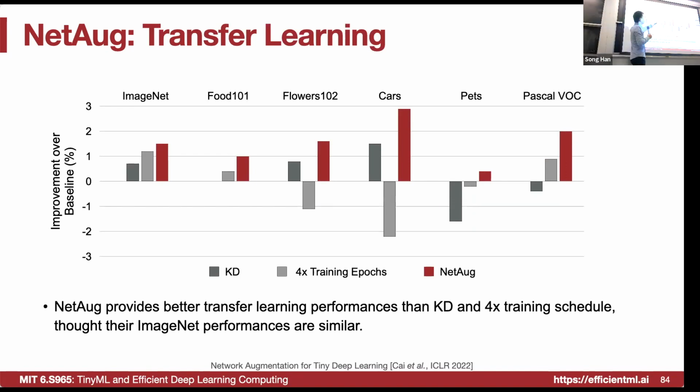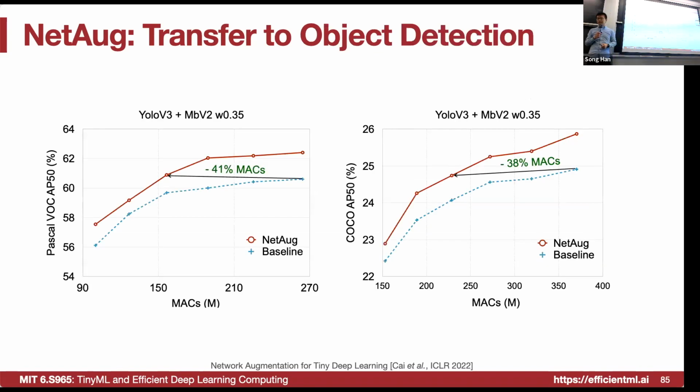It also works quite well for transfer learning into many different sub-tasks. Compared with just training it longer, network augmentation can help boost the performance of transfer learning on different tasks like food, flowers, cars, etc. Not only on classification, but also on detection. It improves the accuracy, and also shows that it's the same as reducing the number of MACs to achieve the same accuracy.